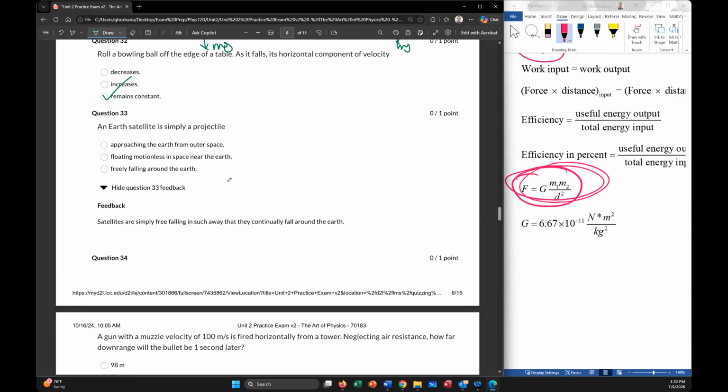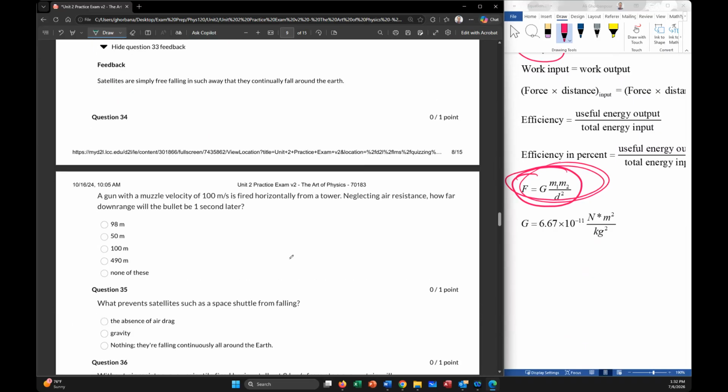An Earth satellite is simply a projectile. Projectile is a free fall. So which one is the right answer? Approaching the Earth from outer space, floating motionless in space near the Earth, or freely falling around the Earth. Freely falling around the Earth. Satellites are simply free falling in such a way that they continually fall around the Earth.